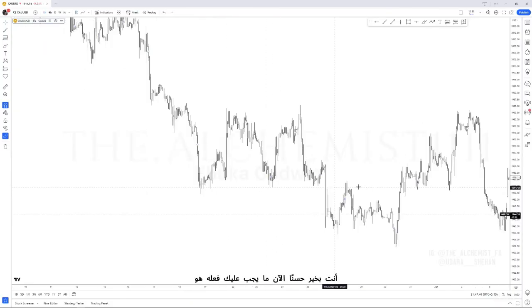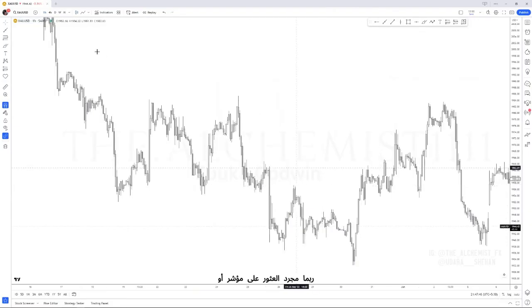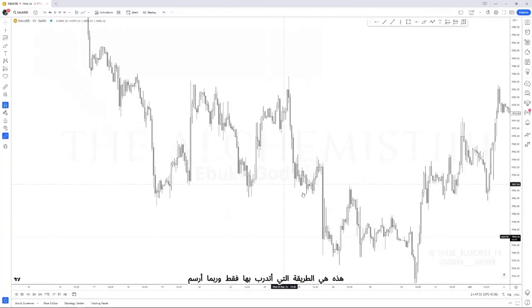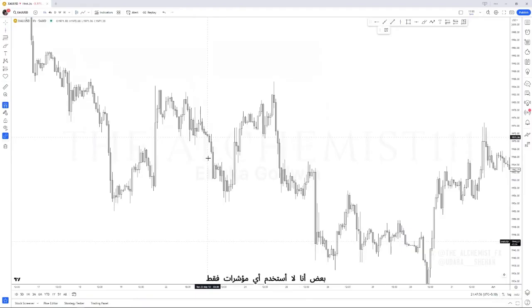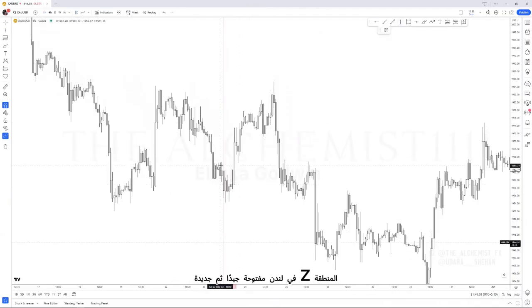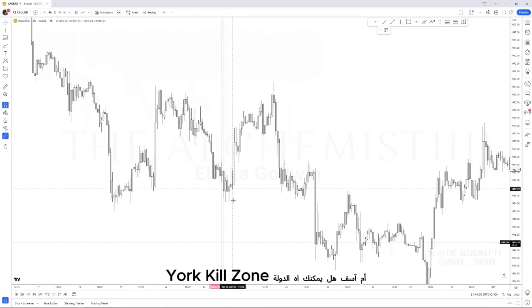Now what you should do is find an indicator or something that shows the London kill zone and London times. Or just draw this. This is how I practice. I do not use any indicators. Just draw some vertical lines on the London kill zone and London open, and then the New York kill zone.